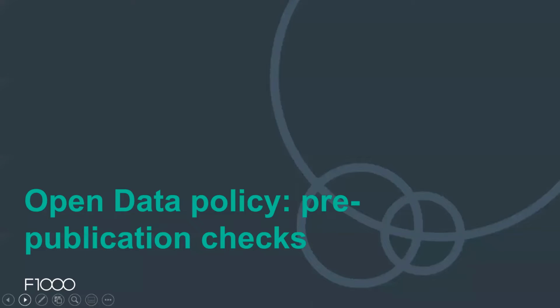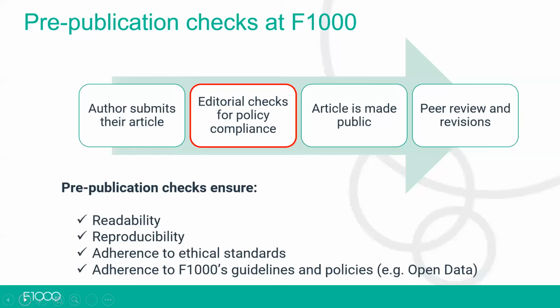Now, like I talked about the pre-publication checks from the editorial front, these are the pre-publication checks when it comes to the open data policy. Now, how does it look in theory? When the author submits their article, editorial checks for policy compliance are initiated, and I provided you with the list in a couple of previous slides. Then the article is made public. And once the article is made public, the peer review stage is initiated. These are some of the checks that ensure that the paper is readable, reproducible, and adheres to our publishing guidelines and policies.